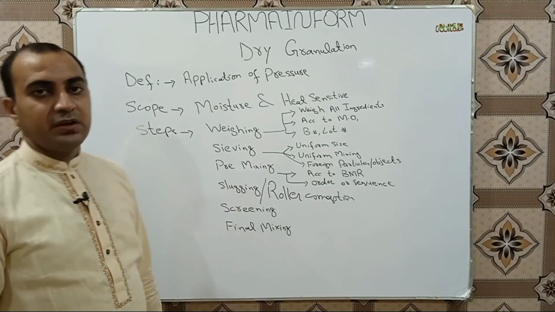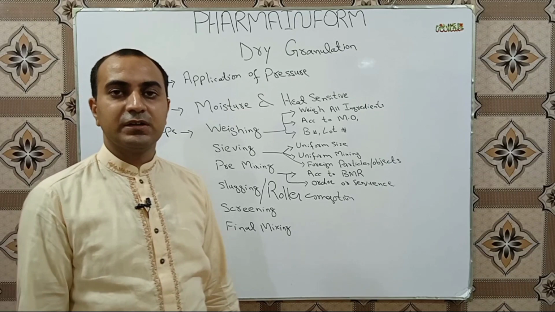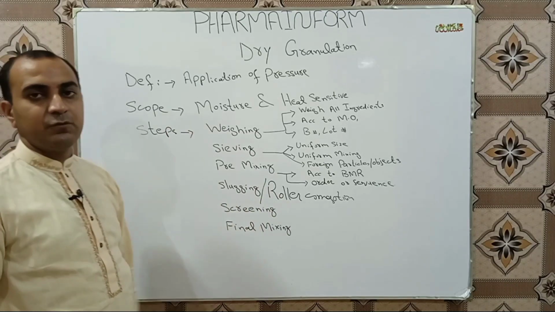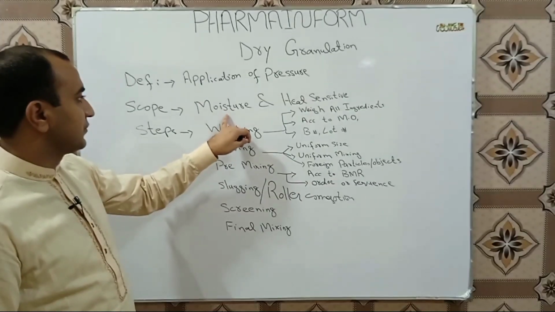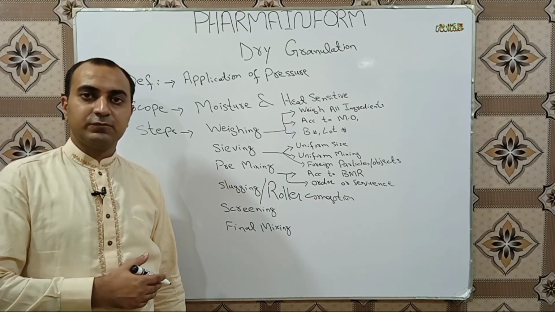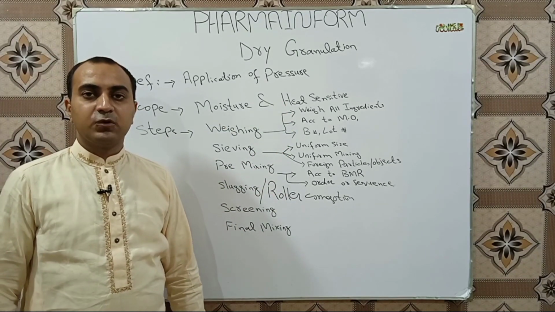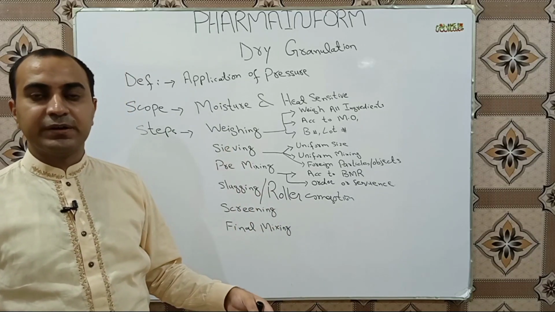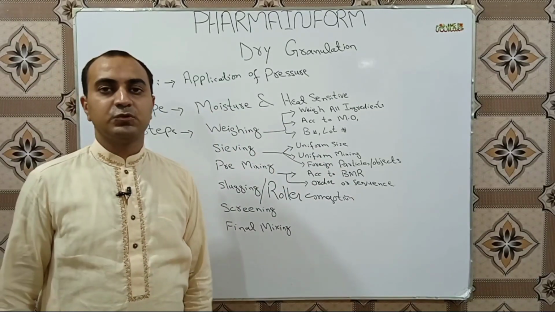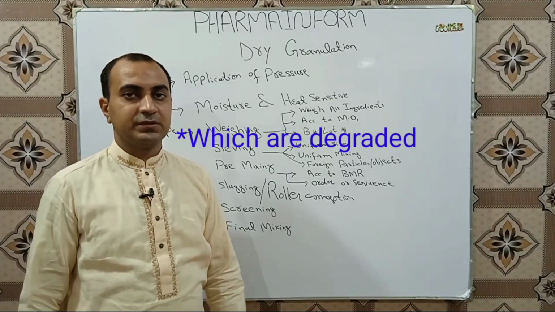Now let's check its scope, meaning for which products we can use the dry granulation method. The dry granulation method is applicable for those products which are degraded by moisture and heat. In simple words, the products which are sensitive to moisture and sensitive to heat cannot be manufactured by the wet granulation method, so dry granulation is used for them.